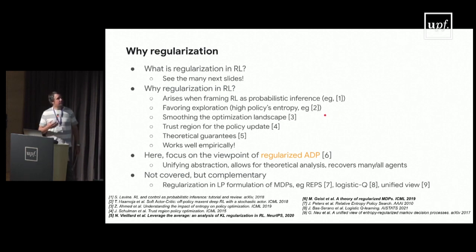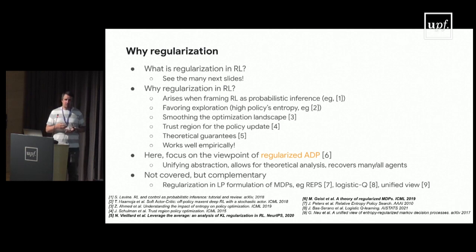So the question of why do regularization in reinforcement learning appears, for example, when you see reinforcement learning as an inference problem, as probabilistic inference. This is its own line of work that has a close connection to this, but I won't cover it here. It's sometimes used for enhancing exploration. If you want to have exploration, you should try all actions enough. And one way to do that is to say, I want my policy to go towards the best action, but I want it to have a high enough entropy, to be stochastic enough such that I continue to do some exploration.